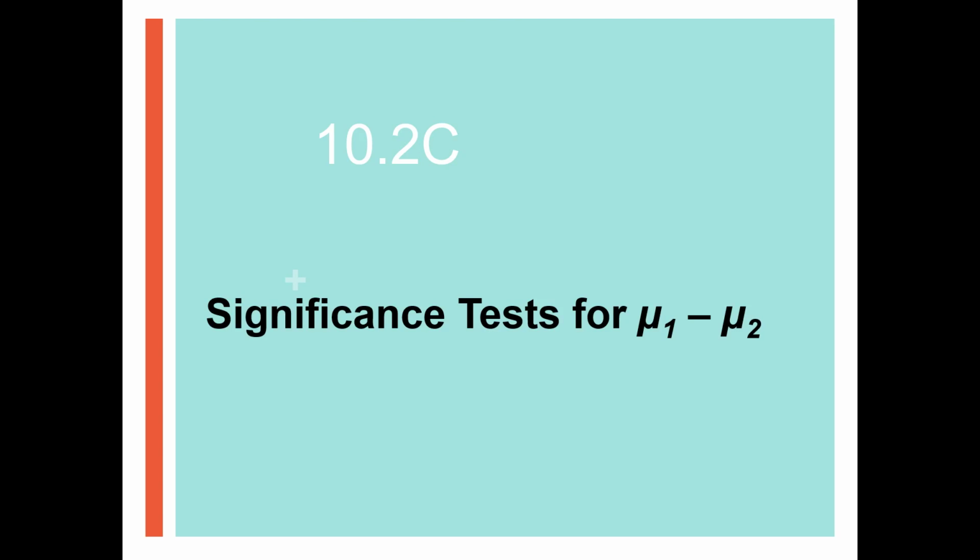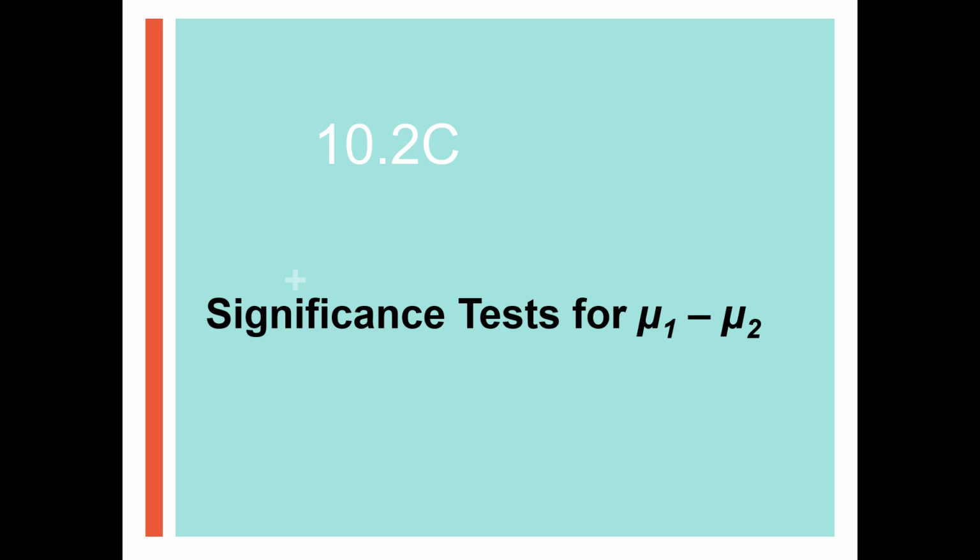Okay, this is Mr. Moon, and today we're going to be talking about significance tests for mu1 minus mu2. So we're looking at tests of significance for the difference between two means. We've done a lot of stuff similar to this. Before, we've done the difference between two proportions. We've also done a confidence interval for the difference in two means, but today we're actually doing the significance test.